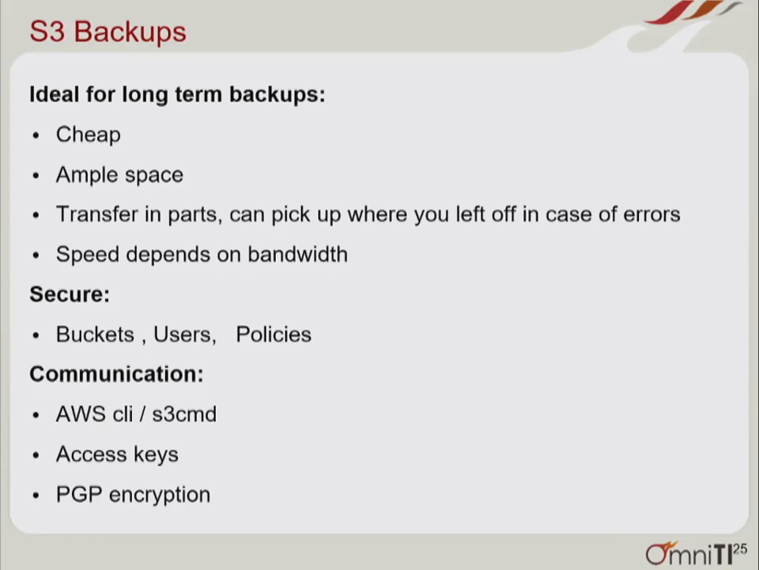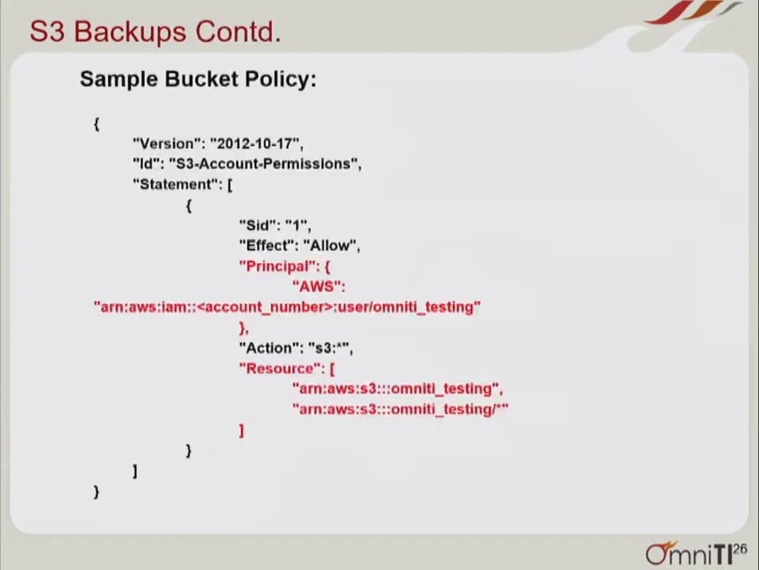Communication, there are ample ways in which you can communicate. You can have encryption enabled. You can also have access keys enabled. Just a quick look at what a policy would look like. So this is a bucket policy. Basically, you're telling the bucket that this user can access these aspects of you. So in this case, the omniTI testing user can access all of the bucket itself and its subdirectories.